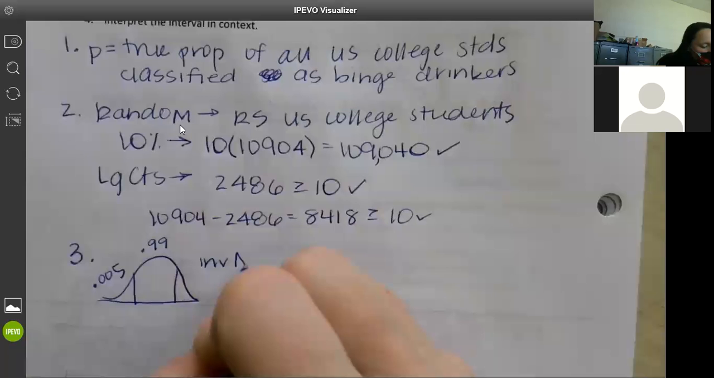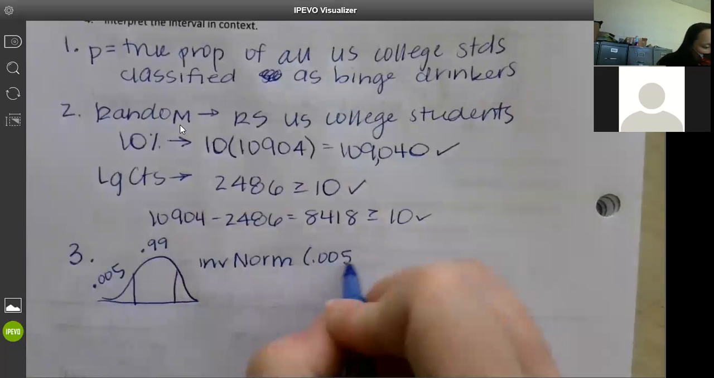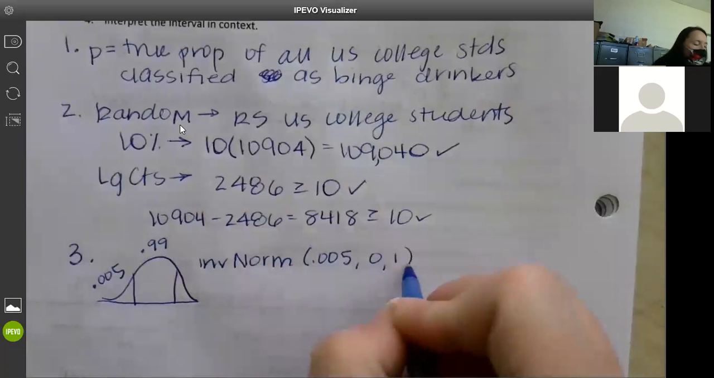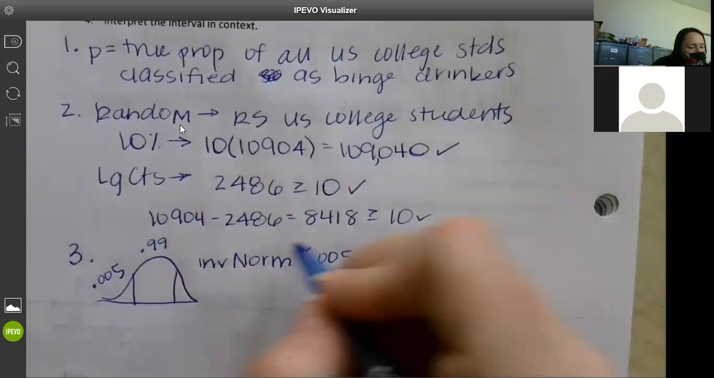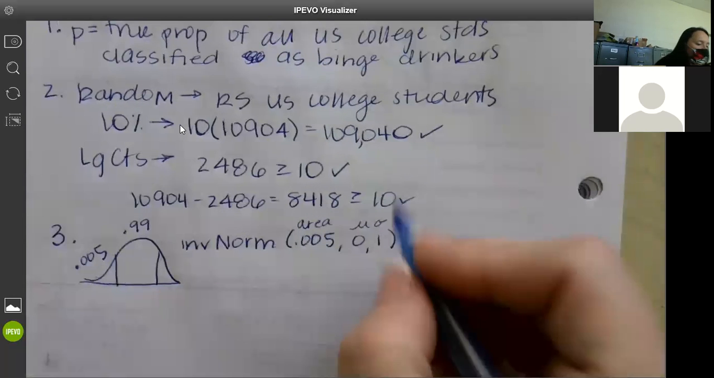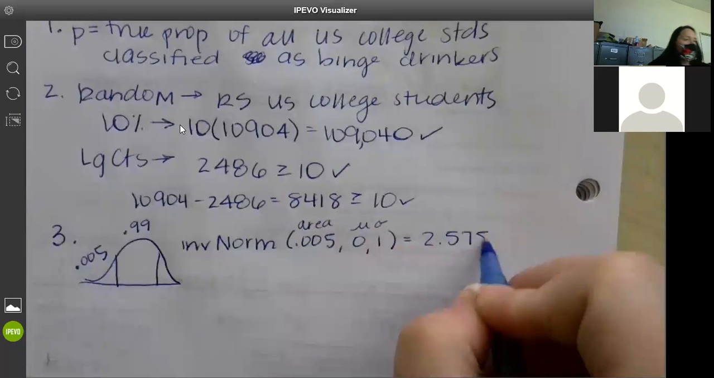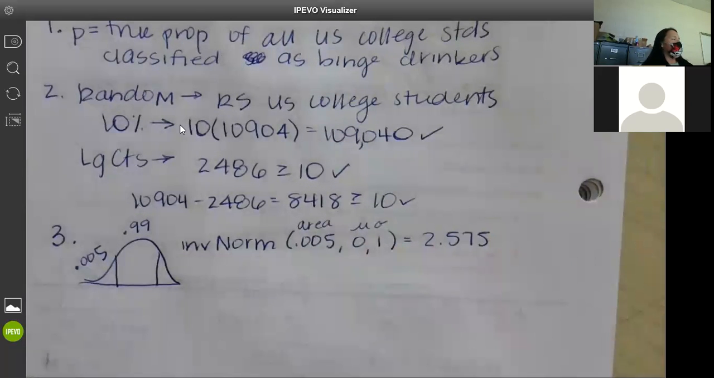So we're going to do inverse norm. 0.005, 0, and 1. And again, I would make sure that you label what those are. And I'm going to go ahead and tell you that you get 2.575. And even though on the last one I did 2 decimal places, I would go ahead and do 3 on your Z-stars.